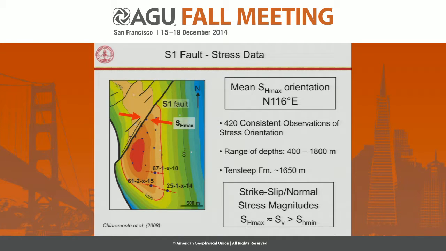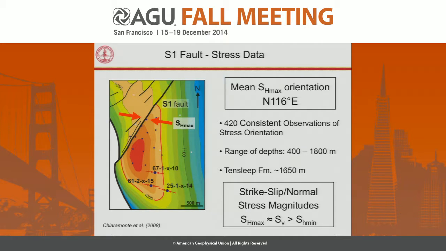And when we look at this S1 fault, what we can see is the stress orientation and the relative magnitudes of the stresses indicate that this fault is not likely to slip under any physically conceivable pressure change.